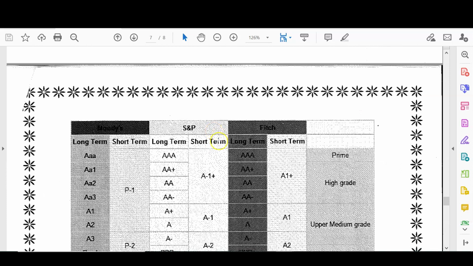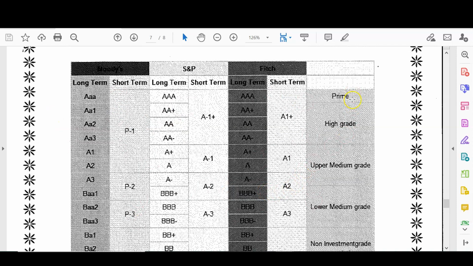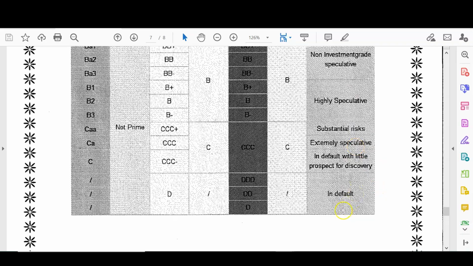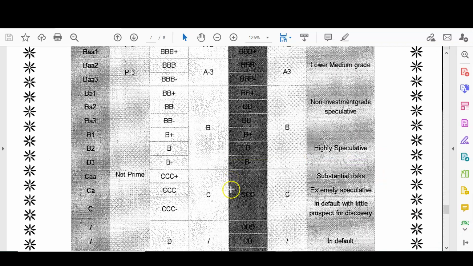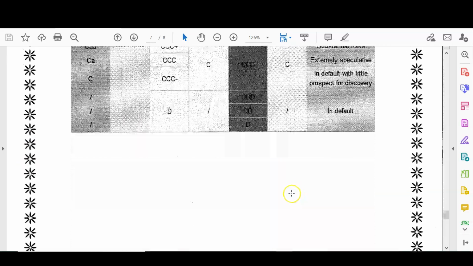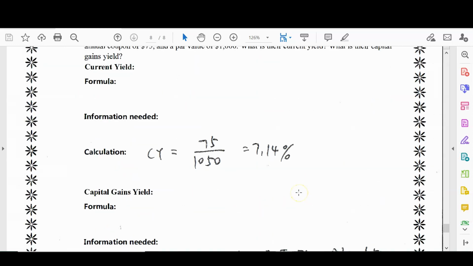We have the three biggest rating agencies: Moody's, S&P, and Fitch Ratings. They have different ways of rating a bond, whether it's a prime bond, high grade, highly speculative, or in default. A, B, C, D, they have different ways of ranking a bond, but we can always refer to the rating when we consider a bond. The lower the rating, the higher the default risk.